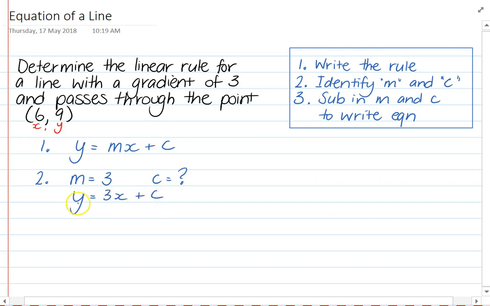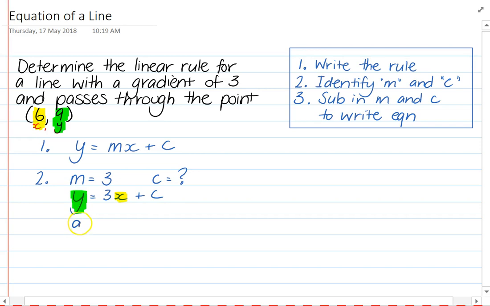So the problem is I've got 1, 2, 3 variables. We can only solve when there's one variable, and we need to find c. So that's where this piece of information comes in really handy. So what I can do is substitute in these known values and then solve to find c.